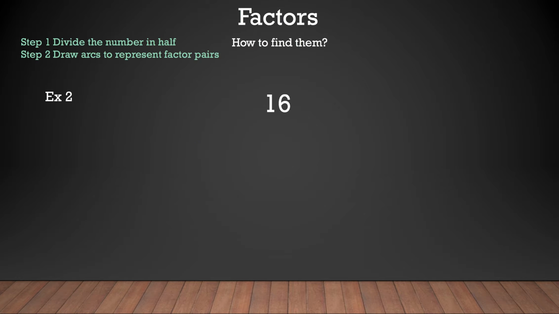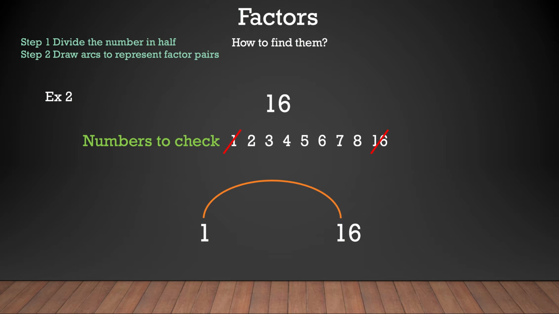Now let's take a look at example 2. We have 16. So we're going to divide that number in half. We get 8. Now we're going to add 16 so that we can draw our factor pair. So we know that 1 and 16 are our factor pair.